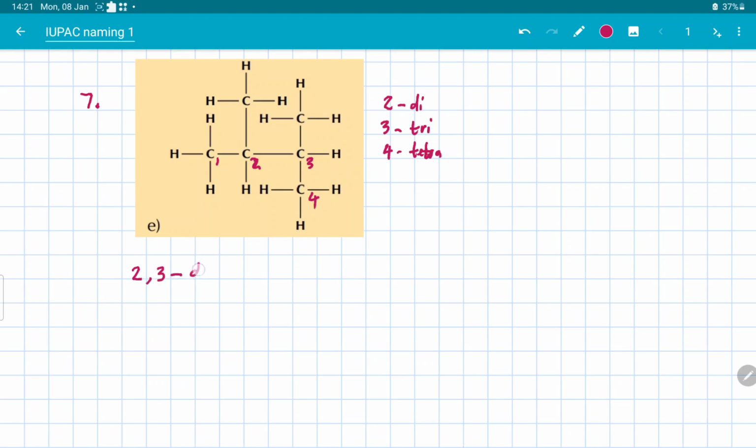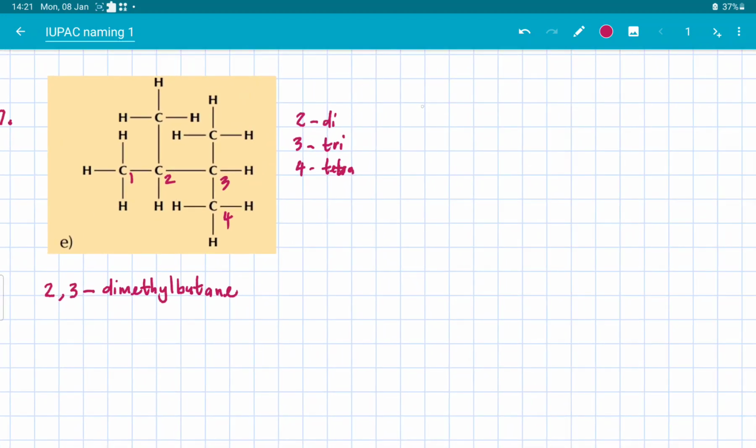2,3-di, dimethyl, butane, because there are 4 carbons in the main continuous chain. Again, main continuous chain 1, 2, 3, 4, continuously. If I go to 5, 6, that's not continuous, people.